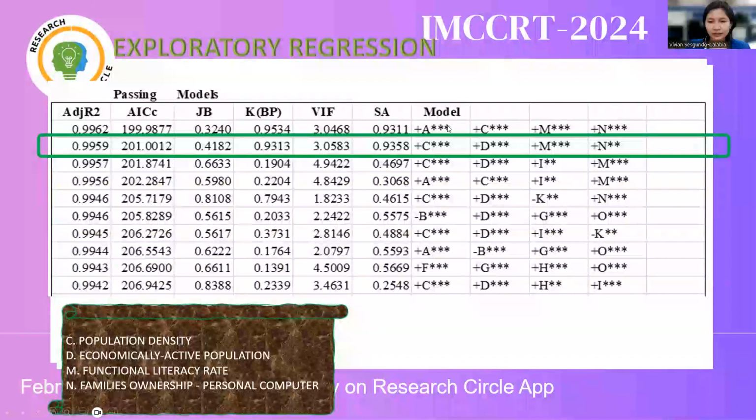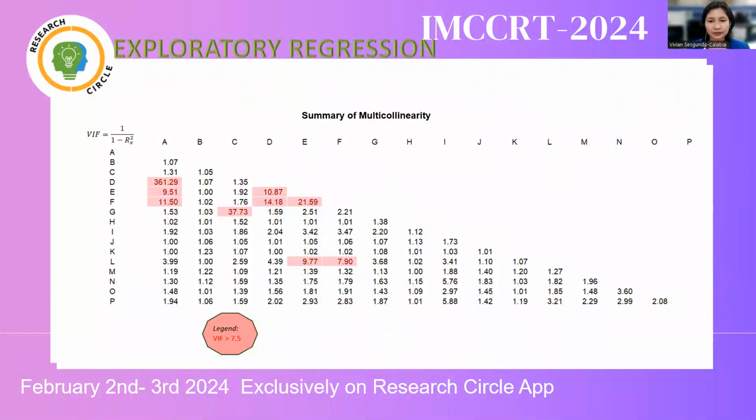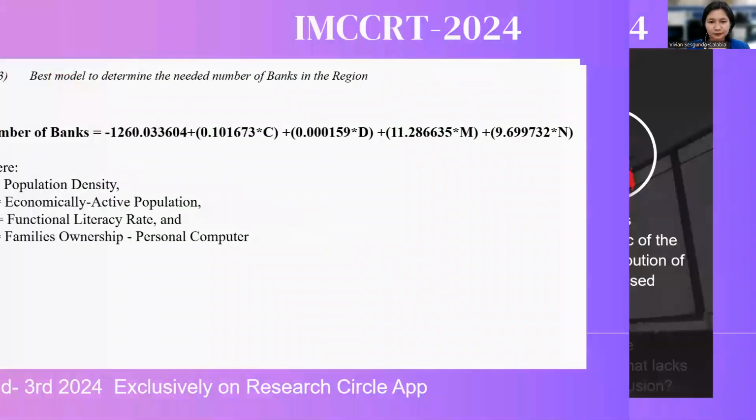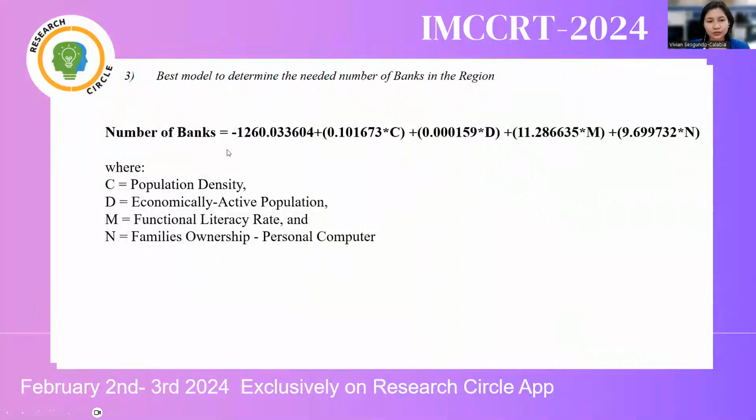because in the first one, A and C are variables, population and population density, which are both demographic variables. We also ran the multicollinearity analysis to see that the variables we selected are not collinear. Then we check if the model we selected satisfies all the assumptions for the model. Therefore, this is the equation in determining the number of banks in the Philippines. So we use the following identified variables in determining the number of banks.